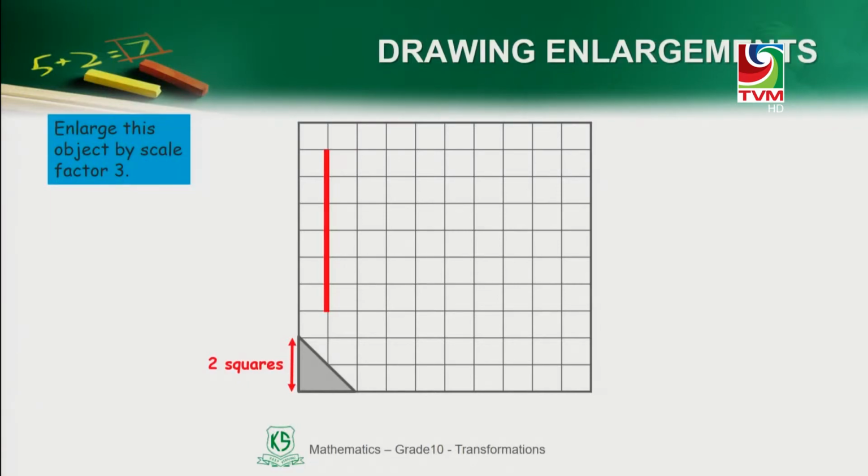Now check another side. If we look at the base of the triangle, the length of the base has 2 squares again, multiplying it by the scale factor, which is 3. 2 times 3 again gives you 6. So the base of the enlargement will have 6 squares in it. So you can draw the base of length 6 squares, and then you can fill in the remaining side. So that is the enlargement of the triangle by the scale factor 3.